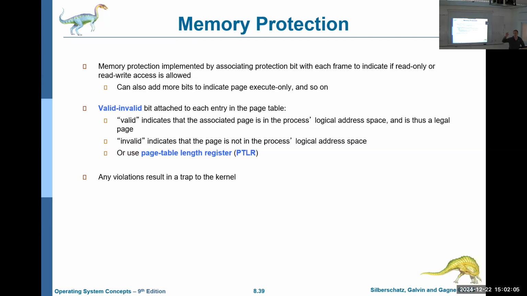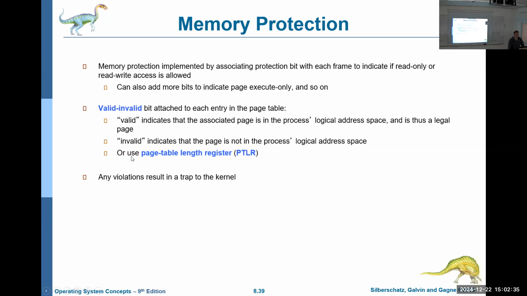Let's say it's a library for the cout function, which is a shared library. We don't want that in memory millions of times because millions of programs are running. We want it once in memory. So everybody will share it, but they don't need to write to it. It's just code to run, so you just read it. So we'll have a bit that indicates that it's read only. We can also add more bits to indicate page execution only, if the page is executable. Valid, invalid, I explained. Invalid indicates the page is not in the process's logical address space.